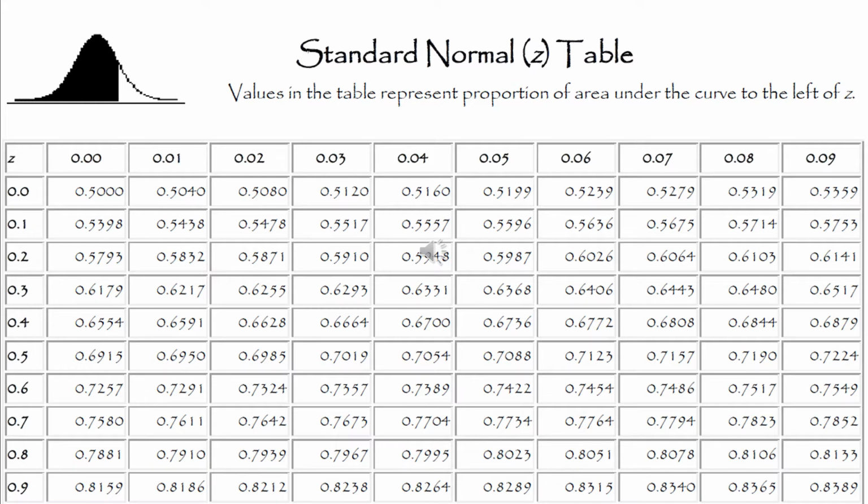So I see that the body of a 0.33 is 0.6293. So 62.93% is in the body of a 0.33. And in the body of a minus 0.5 is 69.15%.